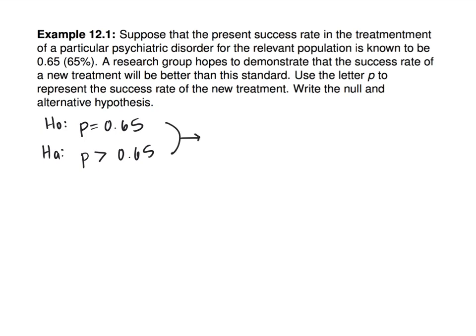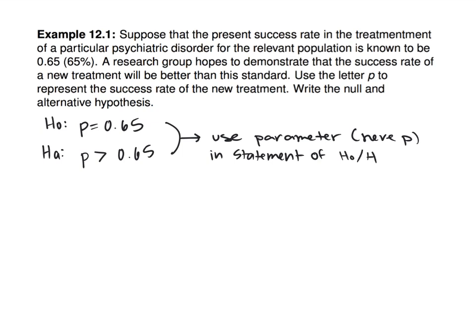And just a thing to note, you always use the parameter, in this case P, in the statement of H naught and HA. Here it's P, but in other cases it could be mu, it could be mu1 minus mu2, it could be P1 minus P2. But it's a statement about the true population value.